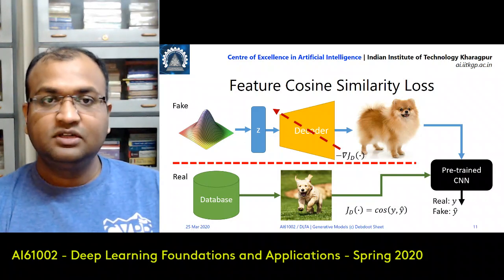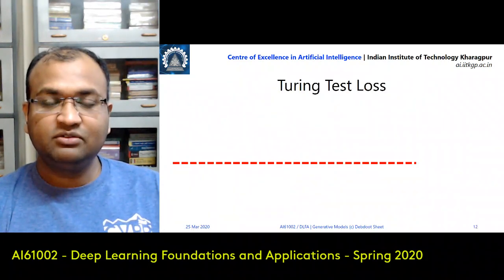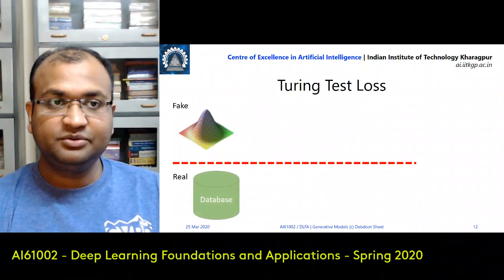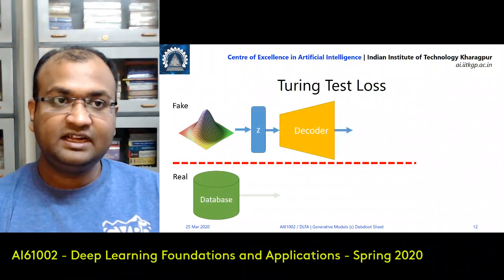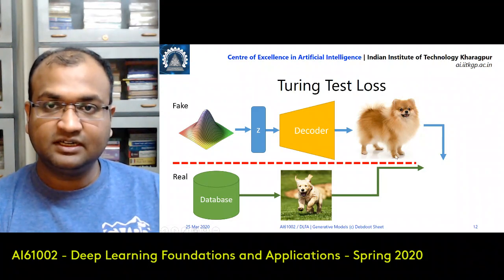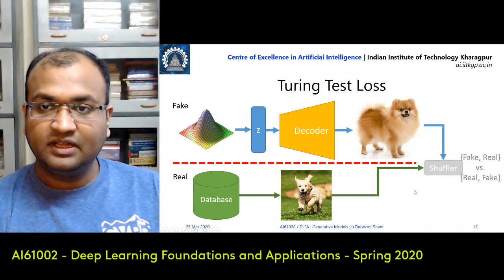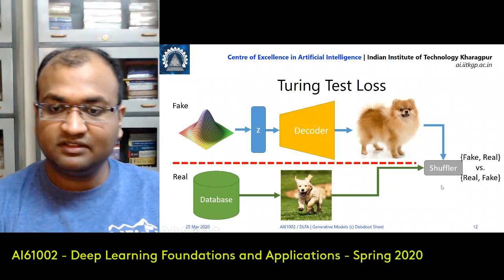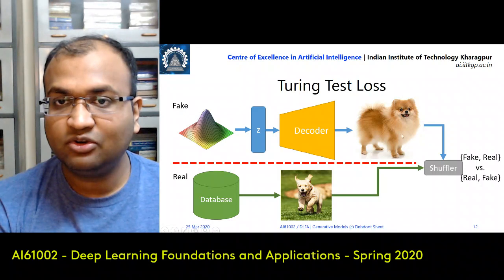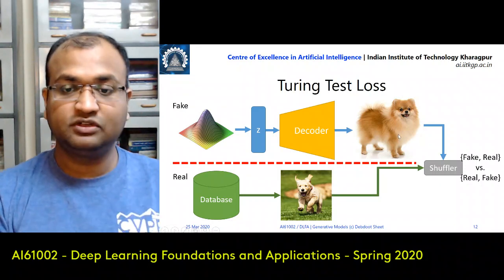Okay, good. Now next we come down to something which is called a Turing loss, and this is a very interesting one. The whole idea of a Turing loss is that I take in some random numbers over here, and I'm able to generate this image over here, which is a fake image. I take in a corresponding real image over here. Now I basically use a block which is called a shuffler, and the role of this block is that in the earlier cases, you were either showing the discriminator only this or only this. You are not showing both of them together.